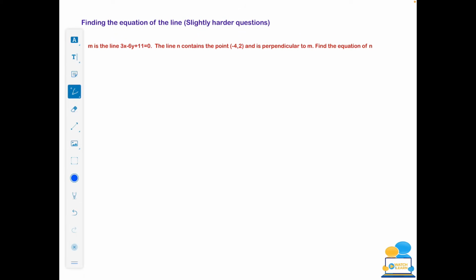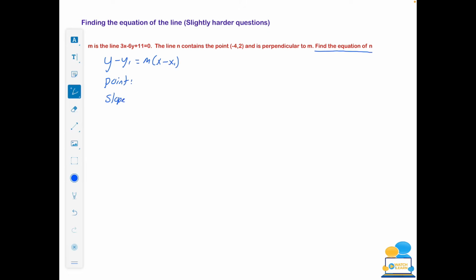Okay, so just one more similar question. Here, m is the line 3x minus 6y plus 11 is equal to 0. The line n contains the point (-4, 2) and is perpendicular to m. Find the equation of n. Now, I've read the question. This is my key bit. Find the equation of n, so I'm going to write out my box.